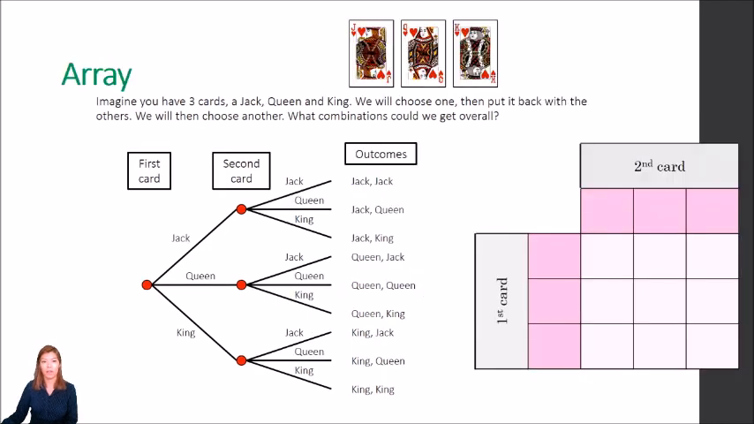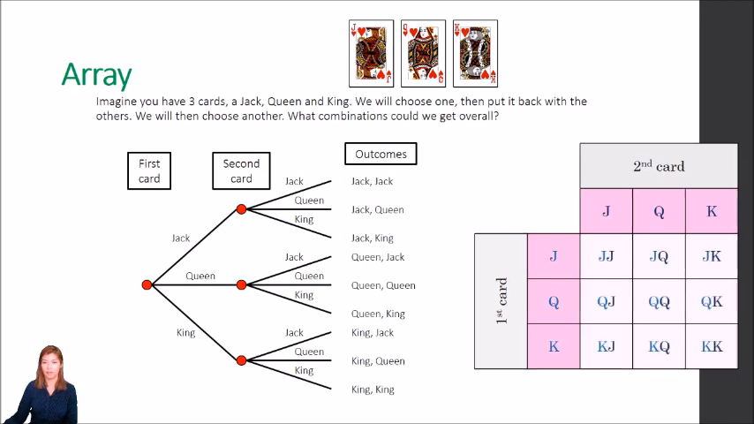Now, along with tree diagrams, you also have to learn to draw array tables. This is an array table. So the first card or the first event goes this side and the second event goes over there. So in the first card we can pick Jack, Queen, King, and in the second event we can also pick Jack, Queen, King. And we fill in the table with all the outcomes like so.